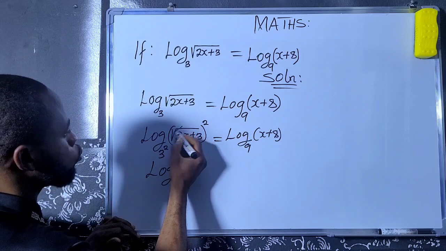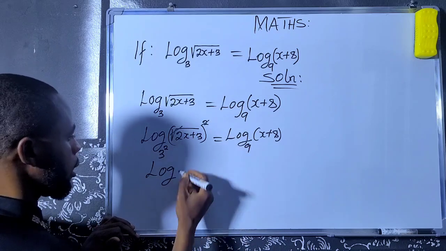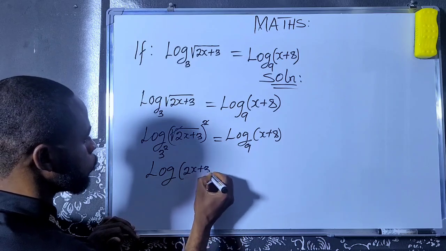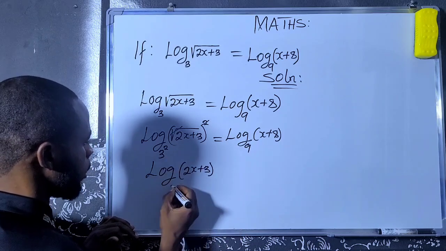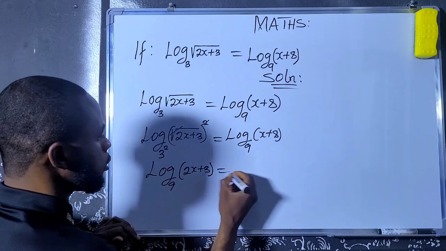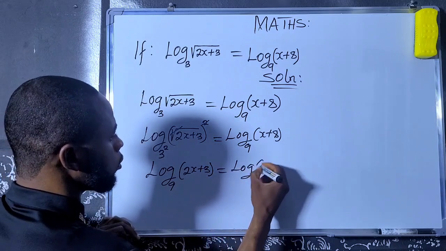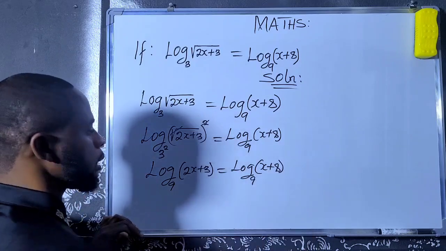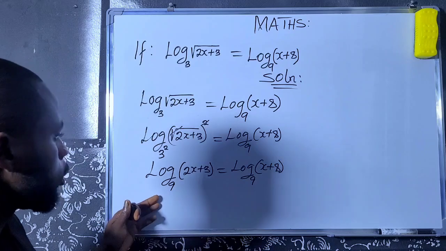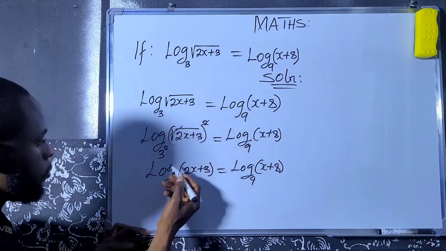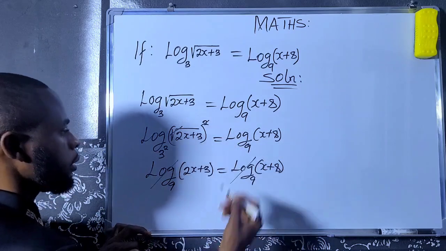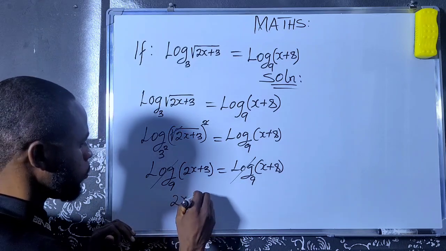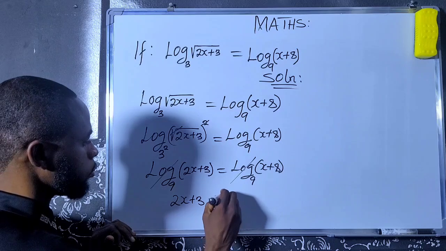Here the square root will eliminate the square and we have 2x plus 3, then 3 squared gives you 9, equals log of x plus 8 base 9. Now since we have a common base, we are free to cancel it out, and we have 2x plus 3 equals x plus 8.